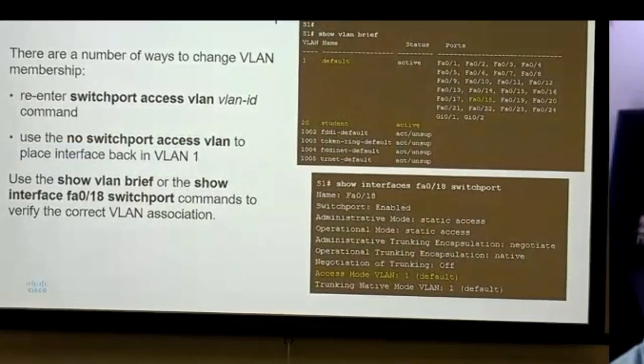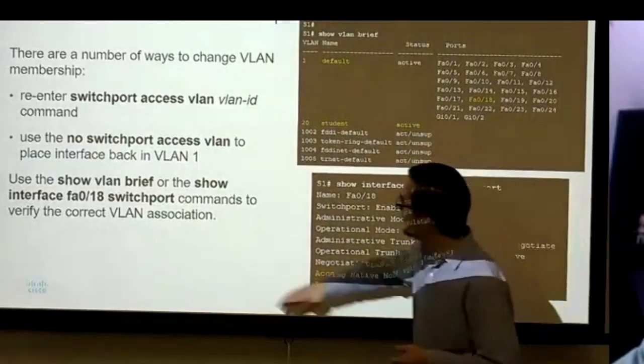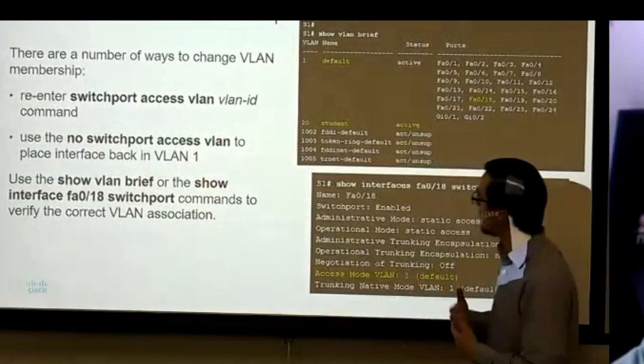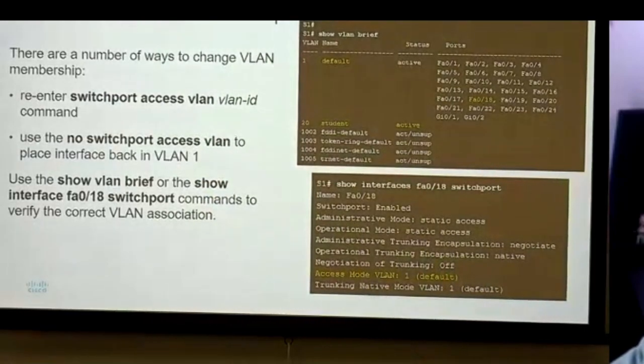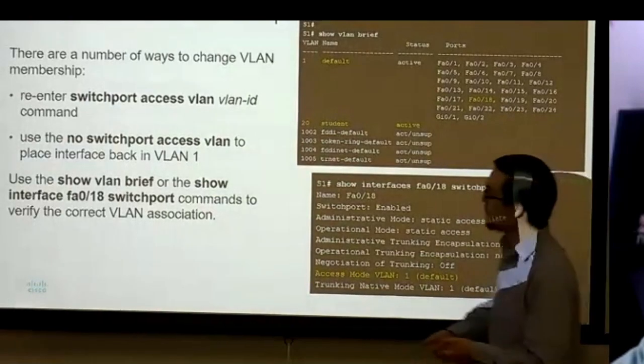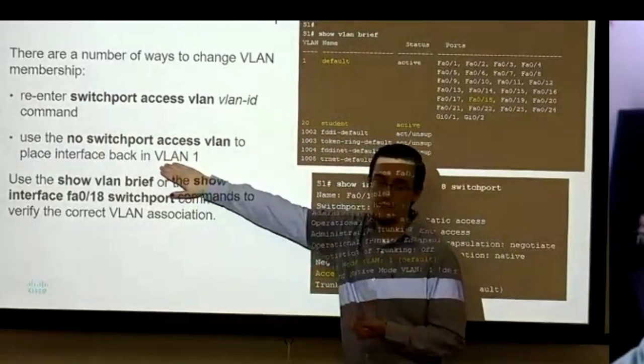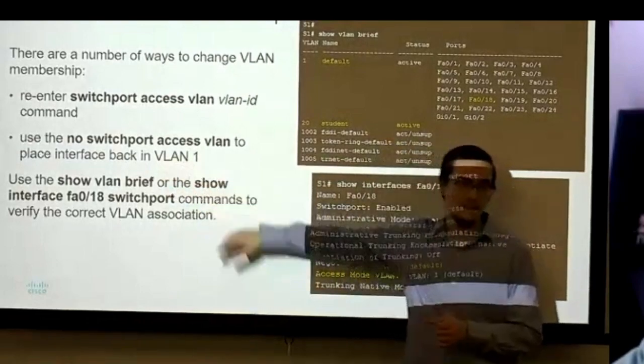Changing the membership. If you want to take a port out of a VLAN, you use no switchport access VLAN. It's still in access mode, it's just not in that VLAN. It's placed back to its default position, which is VLAN 1.